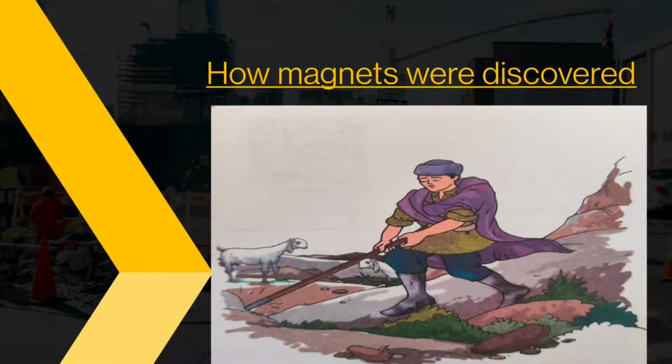Now I am telling you a story of how the magnet was discovered. It is a very old story. There was a shepherd whose name was Magnus, and he lived in ancient Greece. He had a big herd of sheep and goats, and every day he used to take his big herd to the mountains for grazing.